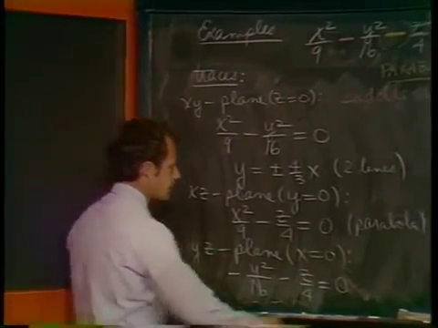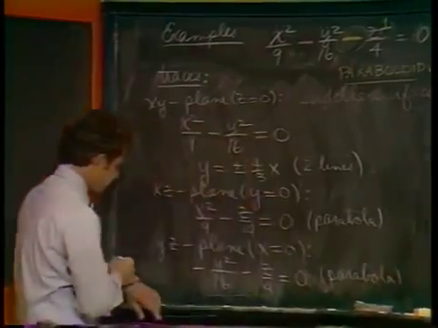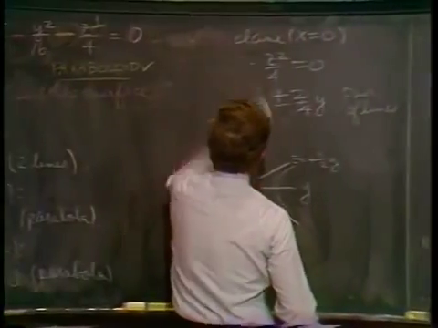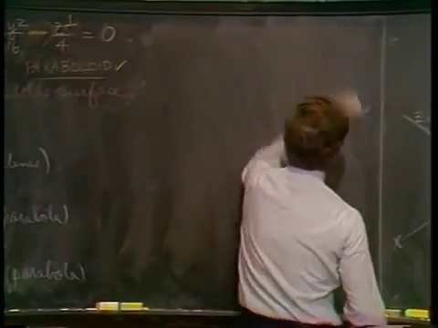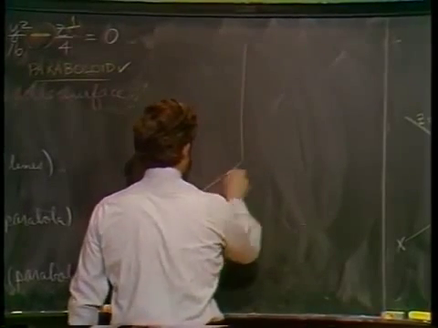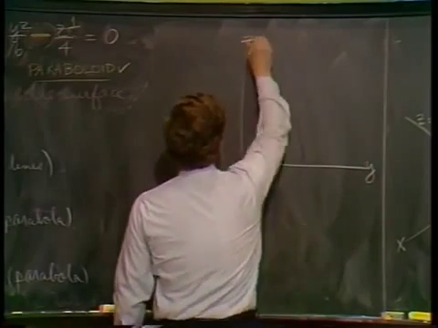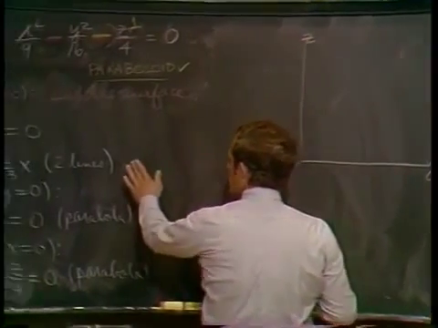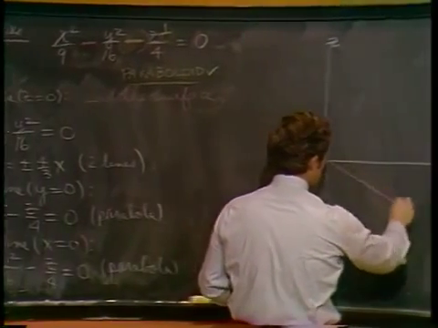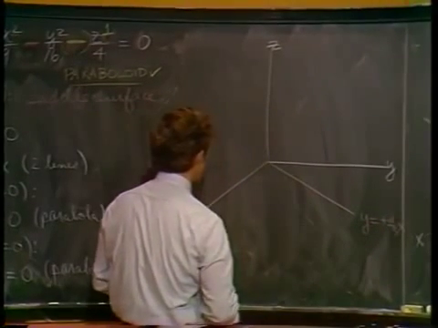Okay, you get another parabola. Let me put those together as best I can. Okay, xy plane, y equals plus minus 4/3 x. That'll be something that comes out maybe like this. That's part of it.